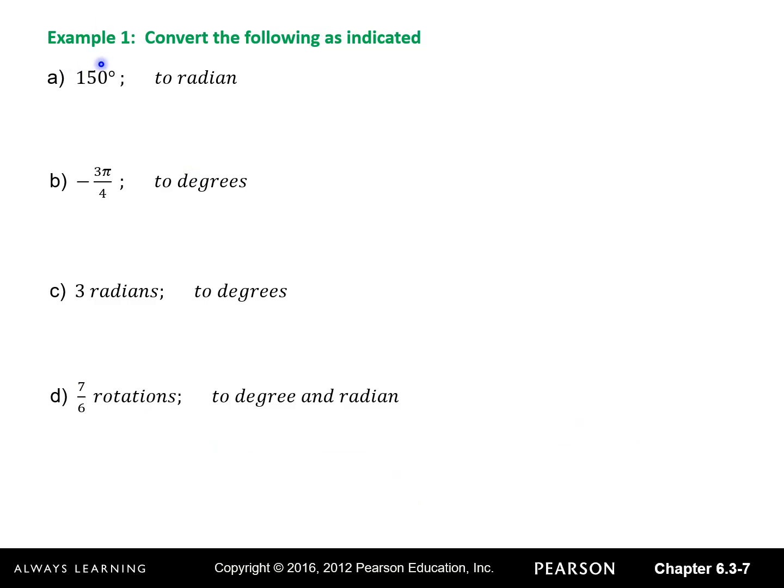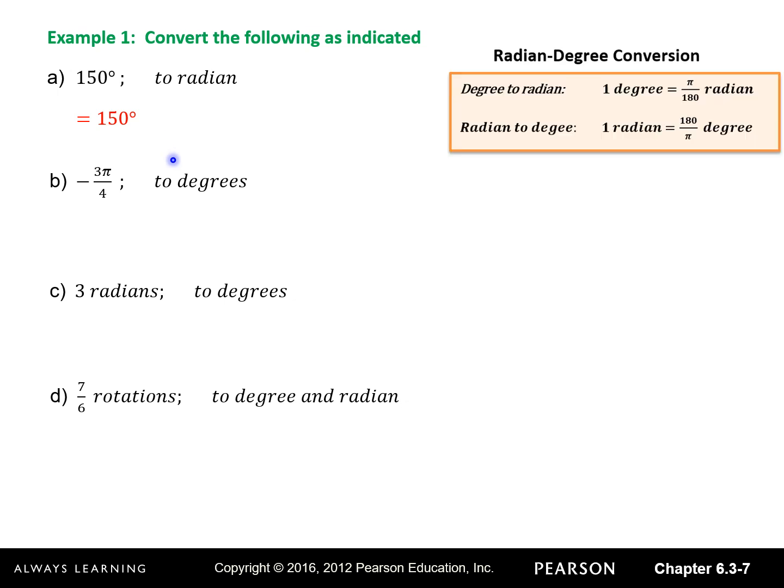Let us solve this example 1. Convert the following as indicated. Letter A, the given is 150 degrees, and we want to convert this to radian. So to do that, 150 degrees, we want this measure in radian, so therefore we have to multiply this by pi over 180 degrees. As we have discussed in the previous slide, we can convert degree to radian if we multiply by the factor pi over 180 degrees.